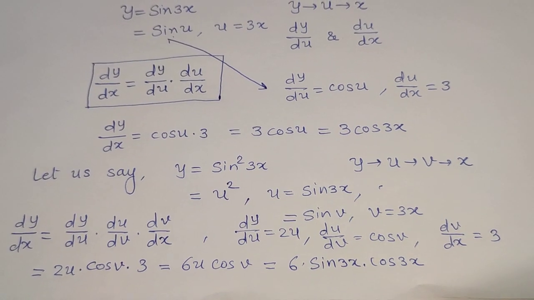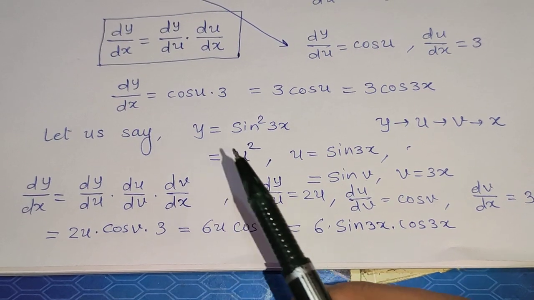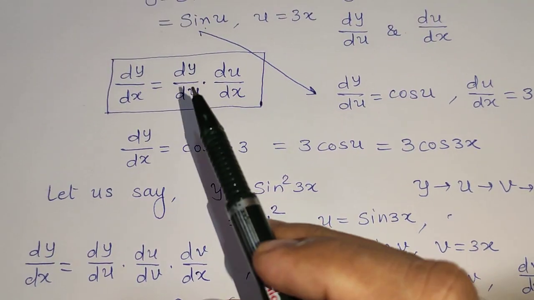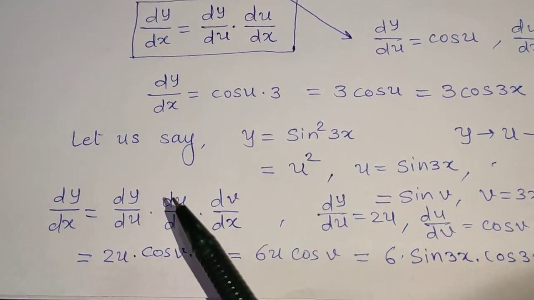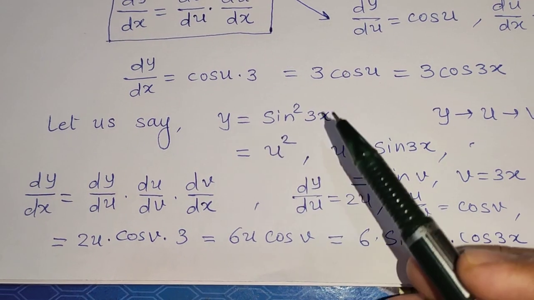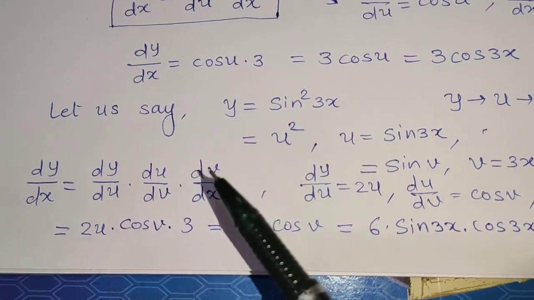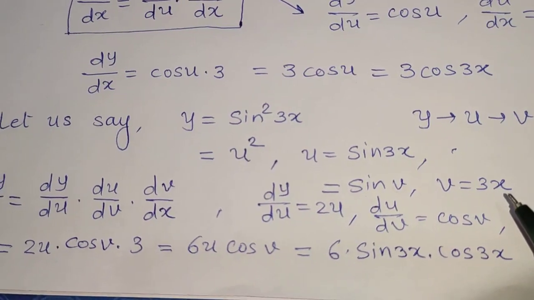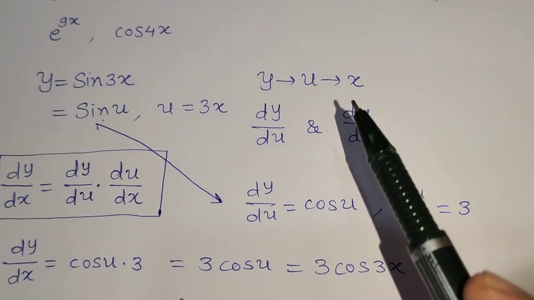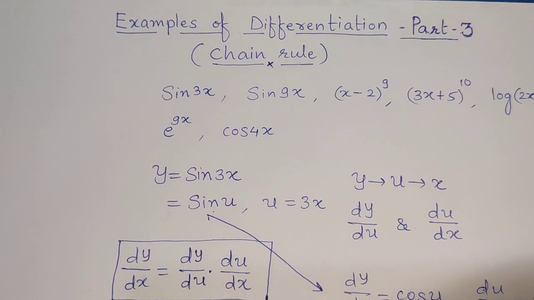So friends, in this way you can find the derivative of u, the derivative of v, and then substitute it here, just like dy by du, du by dx was there. Here it is dy by du, du by dv, and dv by dx. So when three functions are there, y is a function of u, u is a function of v, and at last v is a function of x. So y, u, v, x, chain, again chain. Here also y, u and x. So it was also a chain. That's why it is known as chain rule.